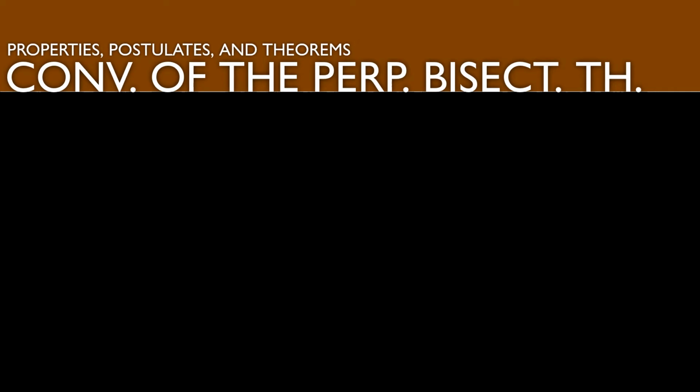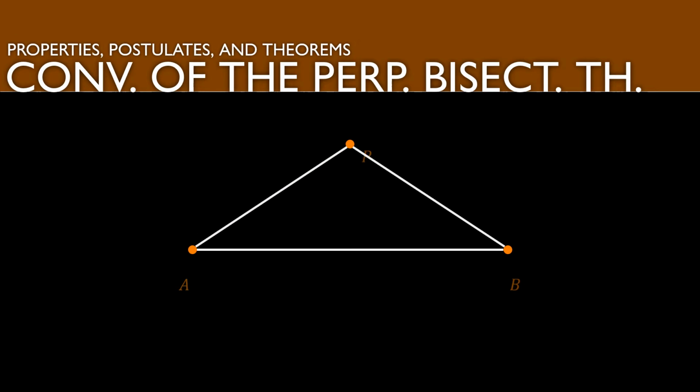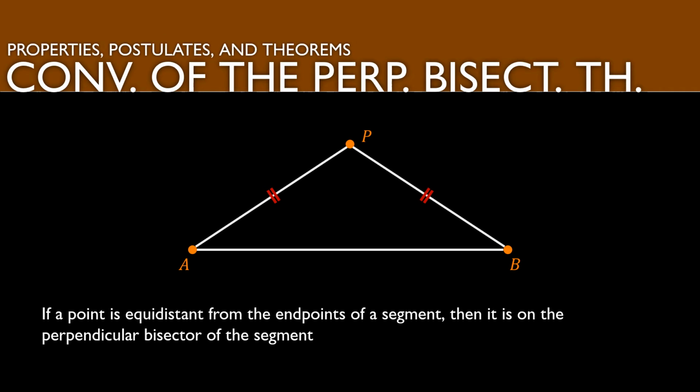Now the converse of that theorem just means that we're going to go backwards. So if a point is equidistant from the endpoints of a segment, so we don't have a perpendicular bisector drawn, but we know that point P is the same distance from A as it is from B, therefore it's creating an isosceles triangle, then we know that point P has to be on the perpendicular bisector of that segment AB.